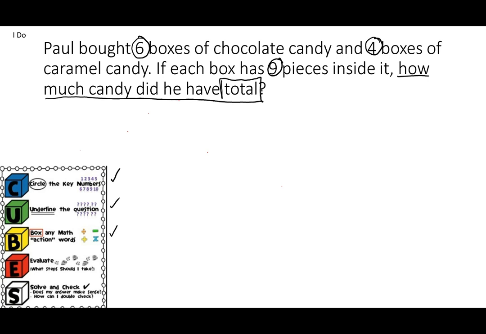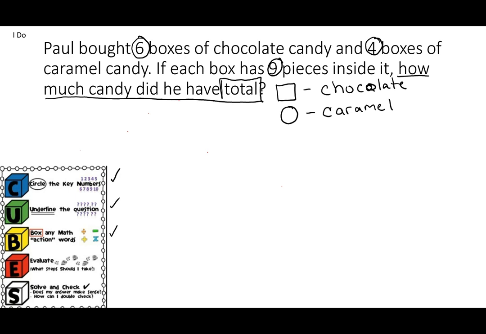So in the evaluation step, I need to ask myself, what steps should I take in order to solve this word problem? And another thing that helps me to understand what steps I need to take is to visualize. So I like to visualize in this step. I know that I need to have something to represent chocolate candy. So I'm going to use this square to represent chocolate. And I need to have something to represent caramel candy. And I'm going to use this circle to represent caramel candy.